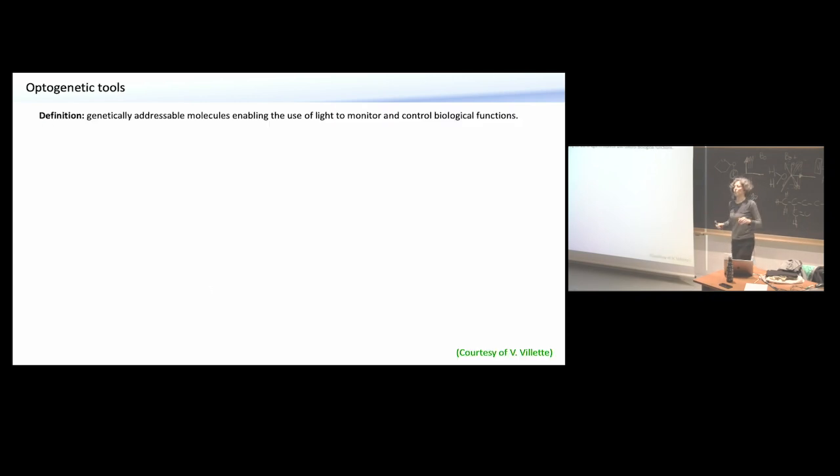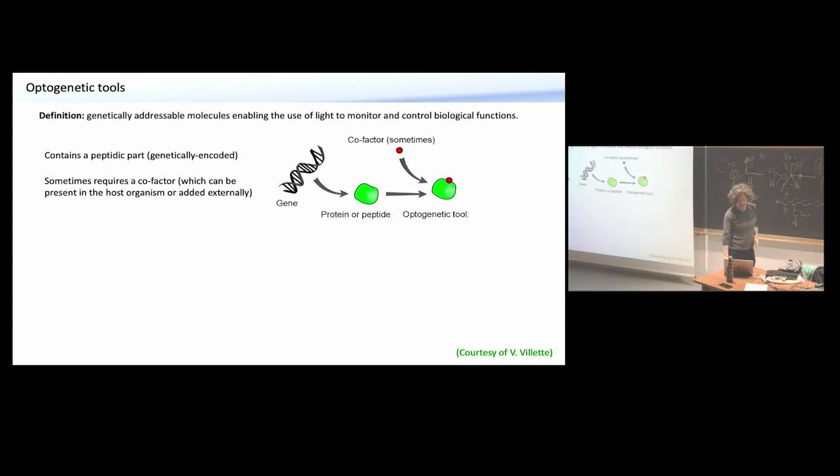We heard of them already several times during this course, and probably you're already familiar with them. Just a quick reminder. The optogenetic tools, the general definition, read it, are genetically addressable molecules that enable the use of light to monitor and to control biological function. So it's something very general. And the main principle is this. You have a peptide or a protein that is encoded by a gene that you insert. So you insert the gene in the organism, then it expresses the proteins.